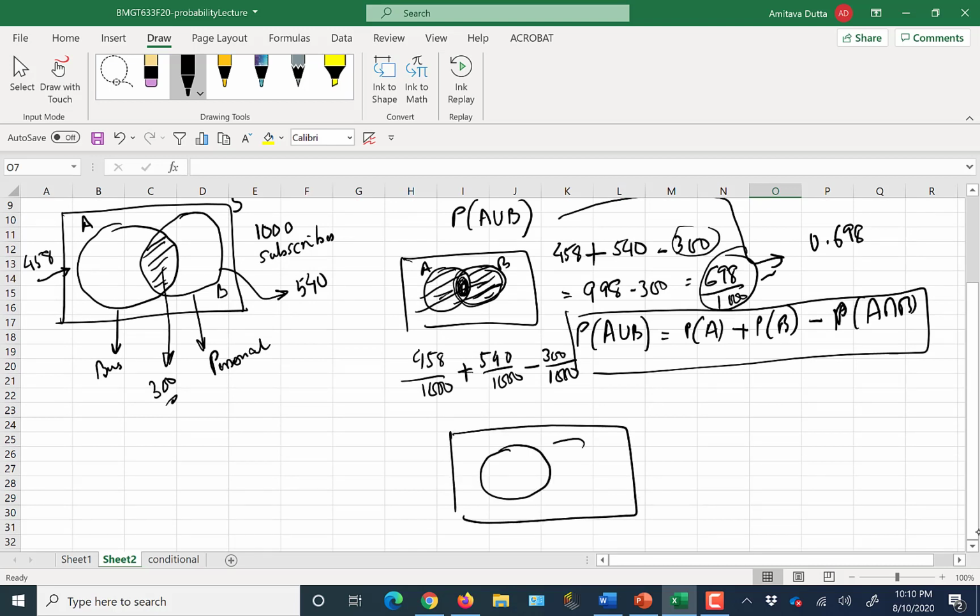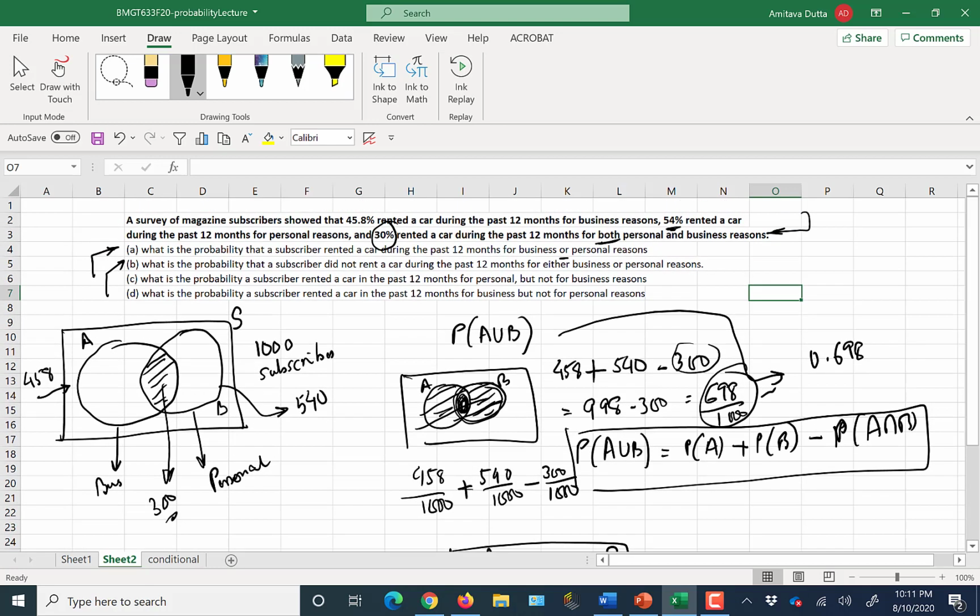So here's A, here is B. A is all the subscribers who rented a car for business reasons. B is all the subscribers who rented a car for personal reasons. So the question being asked of us is, what is the probability that a subscriber did not rent a car during the past 12 months for either business or personal reasons?